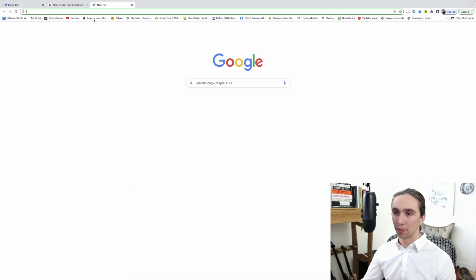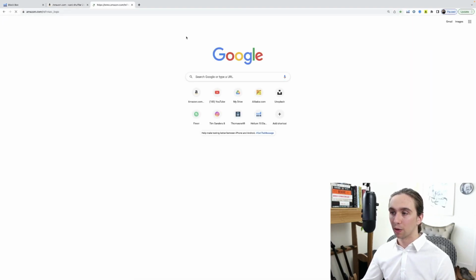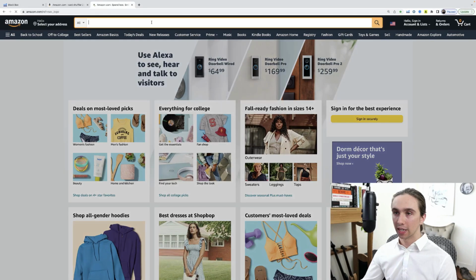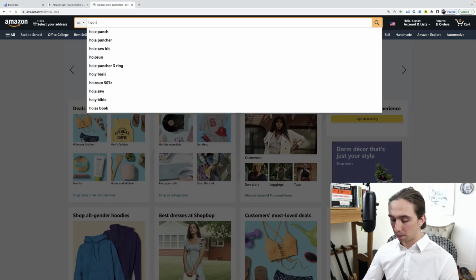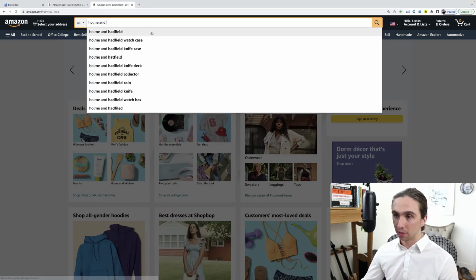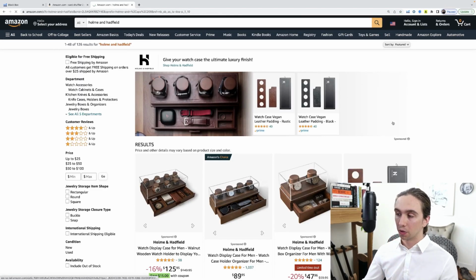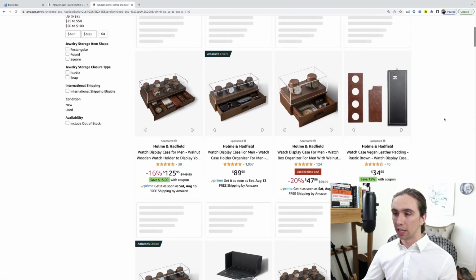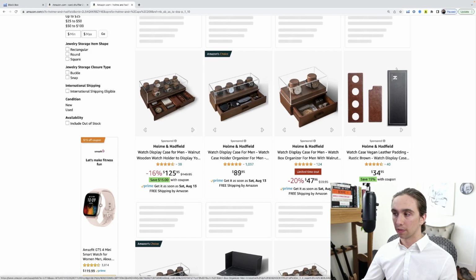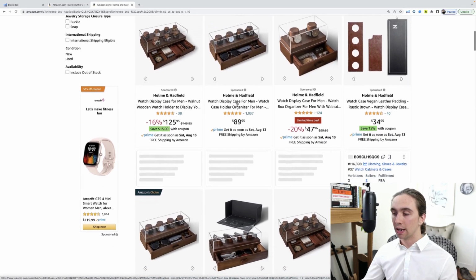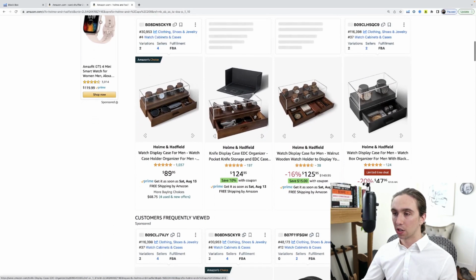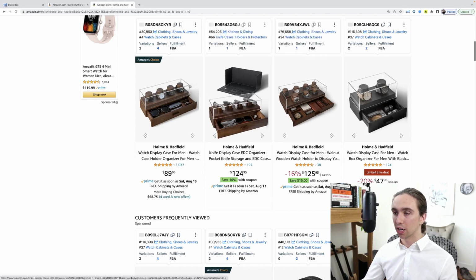I've used this example a couple times on the channel, but if we come over to a market like watch display case and we look up Home and Hadfield, see they have a lot of search volume here. Really successful brand. They started a few years ago, 7-figure brand. Now what they did is they made a really high-end watch display case. That was their flagship product, and they worked into the pocket knife thing here. You can see it's actually the same product, just with notches cut in, so you can store a pocket knife in it, etc.